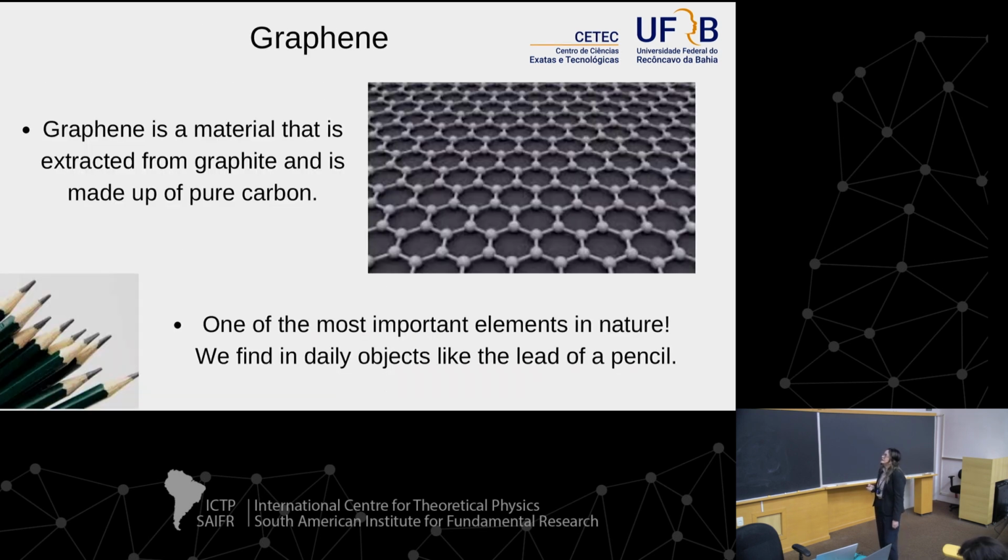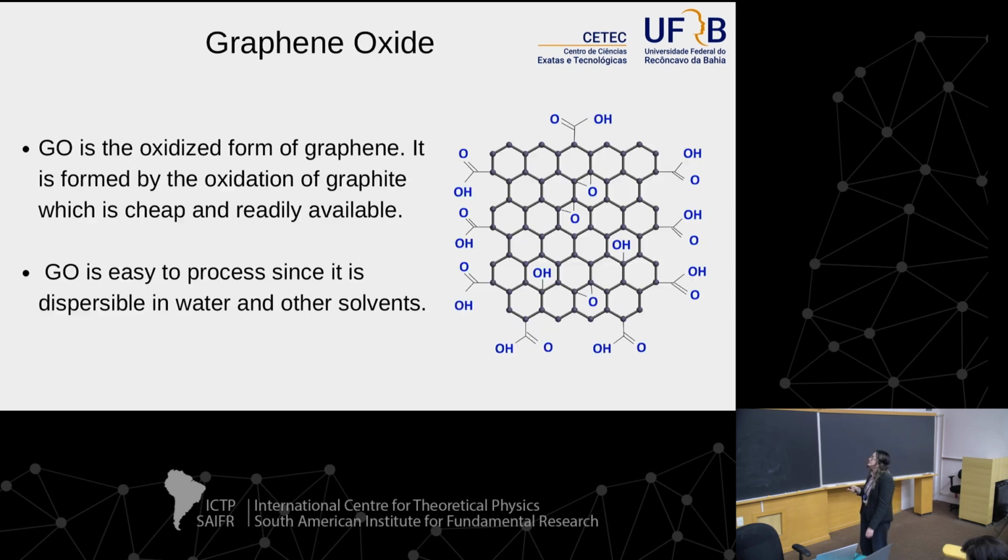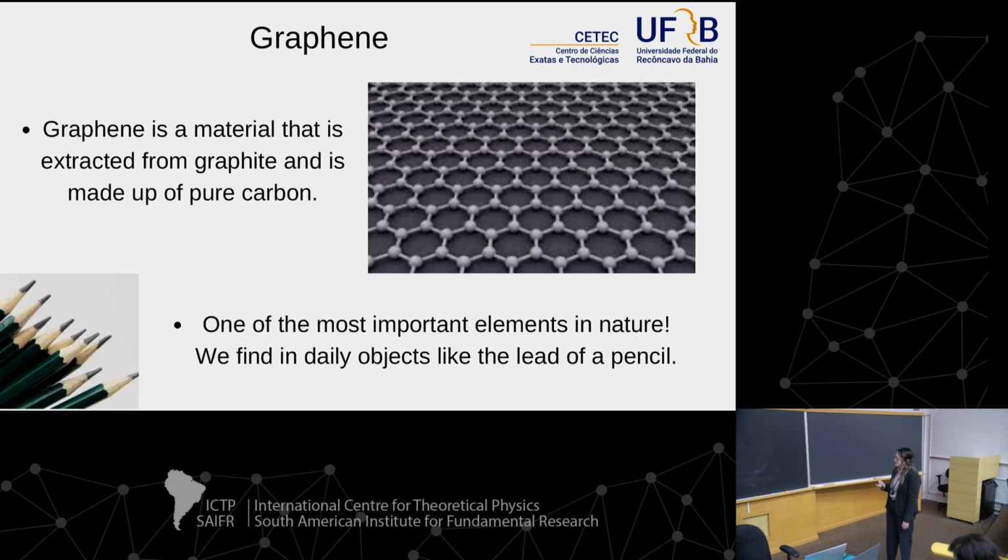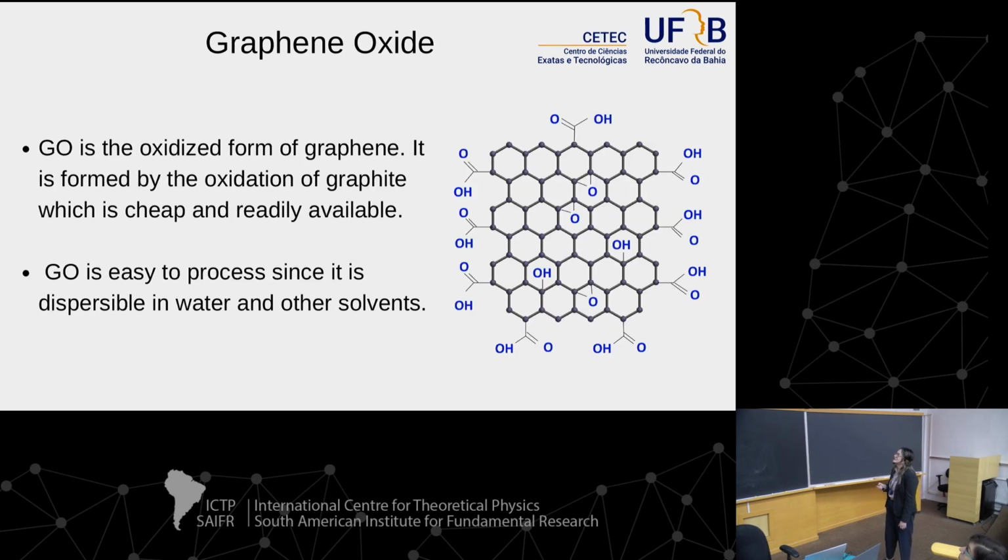Graphene is a material that is extracted from graphite and is made up of pure carbon, one of the most important elements in nature. We find it in daily objects, like the lead of a pencil. It's a common material. On the other hand, graphene oxide is the oxide form of graphene. It is formed by the oxidation of graphene, which is cheap and readily available. Graphene oxide is easy to process, and it is dispersible in water and other solvents.